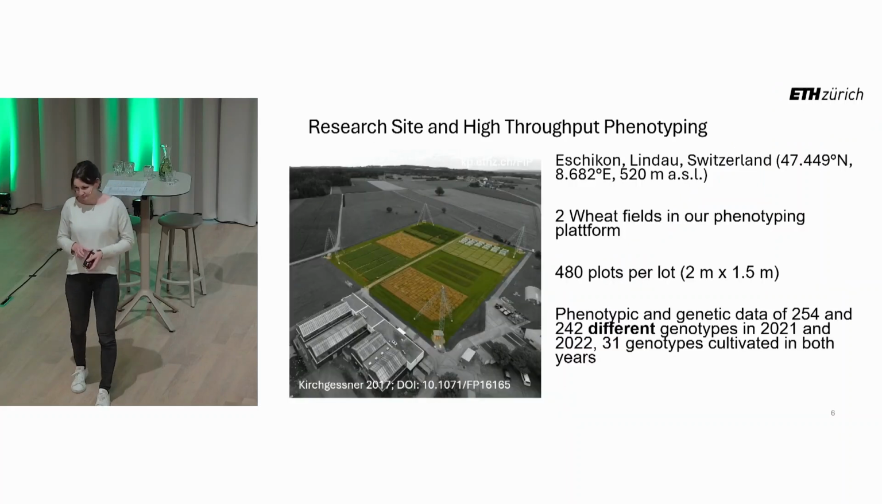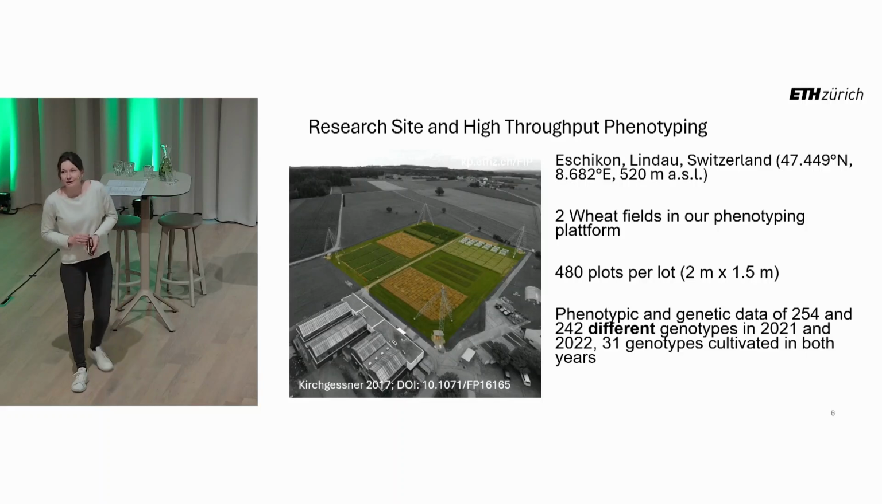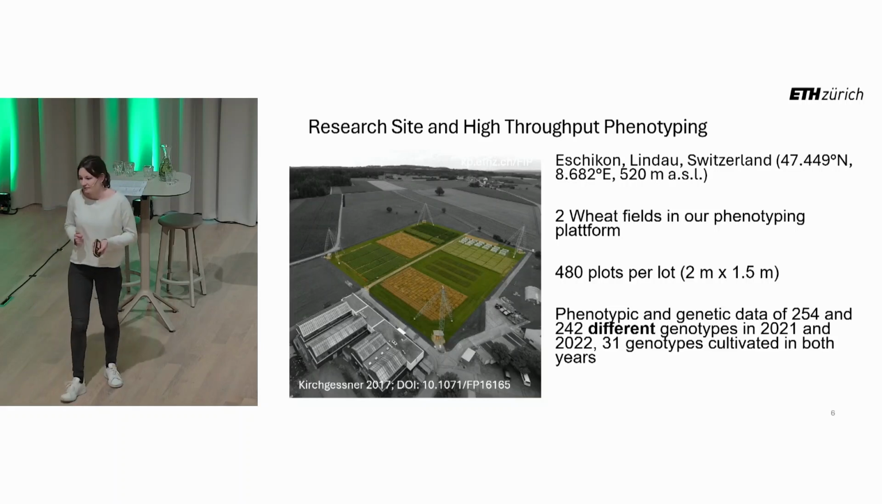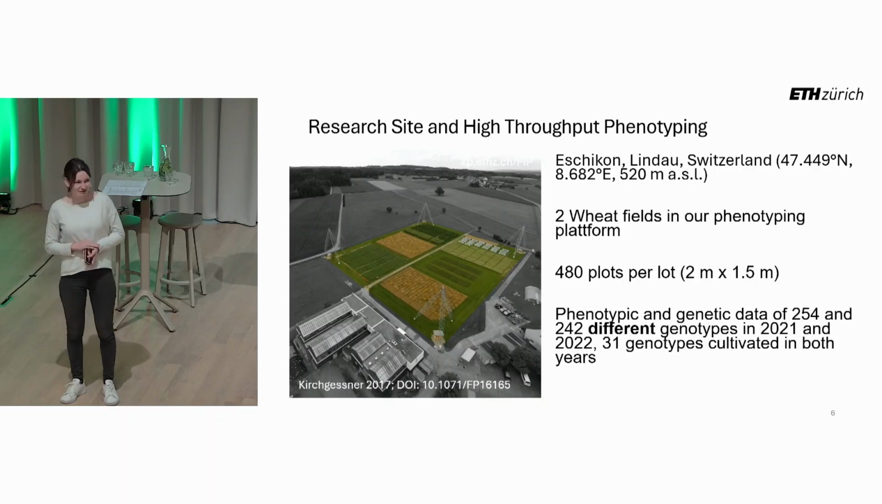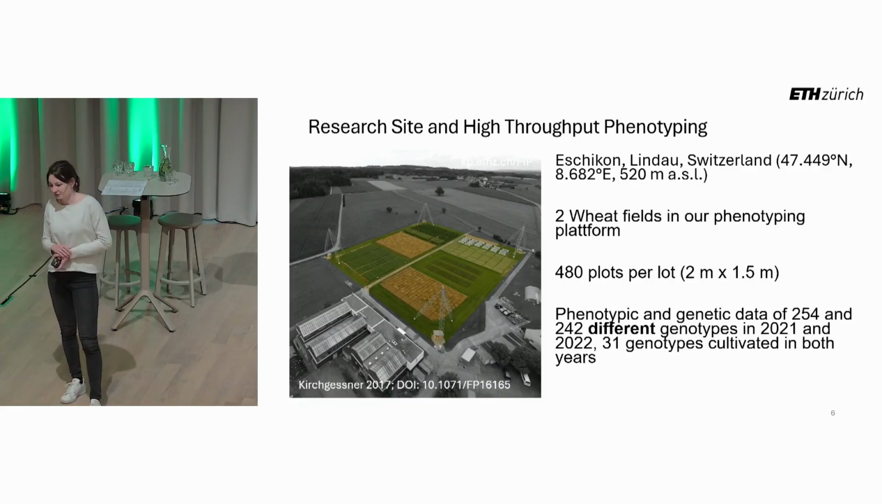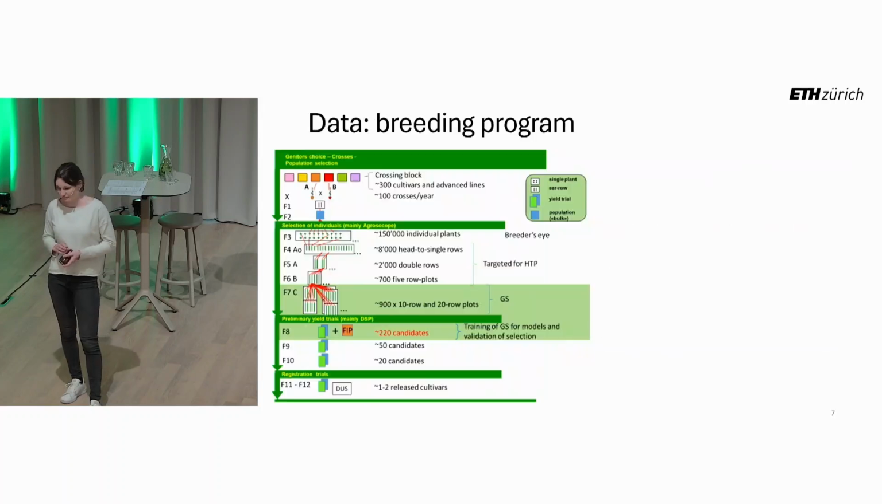This is what our research site in Switzerland looks like. We have two different wheat fields with a lot of small plots, 2 meters by 1.5 meters. We have two replications for each genotype. Here we have phenotypic and genetic data of around 250 different genotypes in each year, and we have 31 genotypes which were cultivated in both of the years.